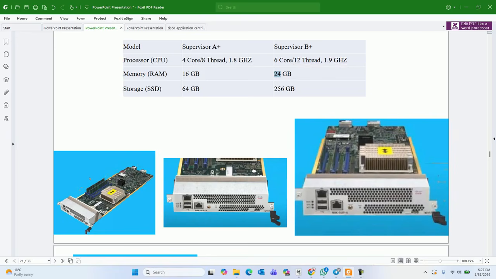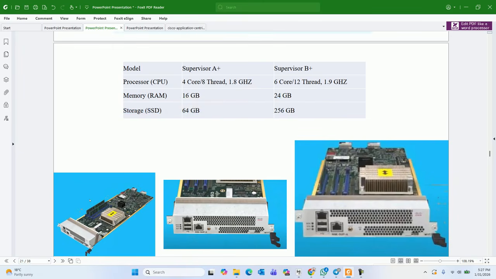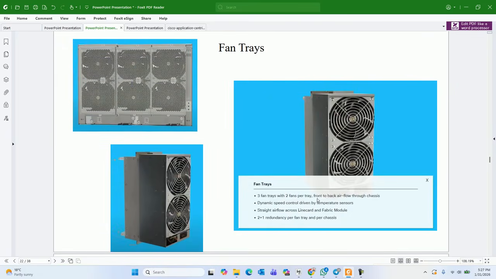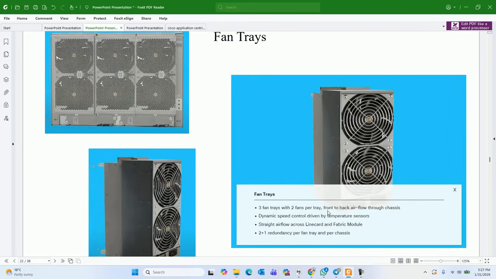Okay, storage. So we have SSD here, 64 GB of SSD, and with Supervisor B plus you can have 256 GB of storage. The fan trays, the very interesting part, right? If you have deployed it in a data center network, once you start the fan, they make a very loud noise. After some time, they reduce the noise, but in the back end of the switch, you will see that air is coming out of the fans.